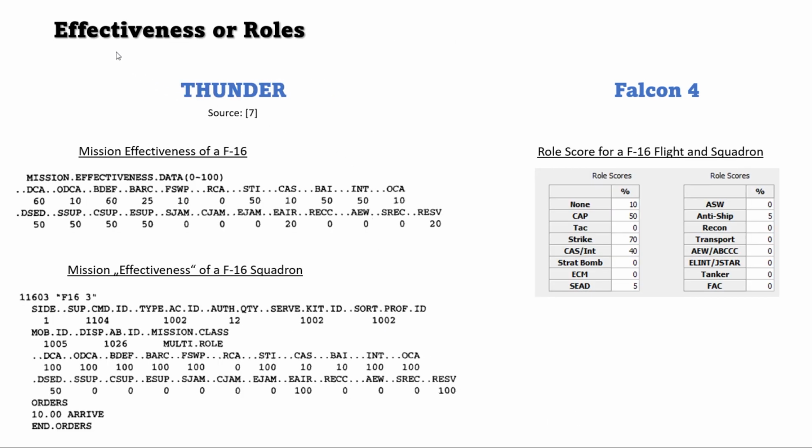Another very interesting parallel between Thunder and Falcon 4 is the mission parameters. Here on the left is the data from Thunder for an F-16 aircraft, and here for a squadron of F-16. On the right, for a flight and a squadron in Falcon 4. They use the same values. Falcon 4 labels its mission groups with scores in percentage. For example, air-to-air missions are grouped under the CAP tag in Falcon, and here for an F-16 it has a score of 50%. Thunder also labels the effectiveness from 0 to 100 in percentage, and gives values on that scale for each one of the missions instead of the group. Other names, same effect as in Falcon. I think the similarity between both approaches is very interesting.